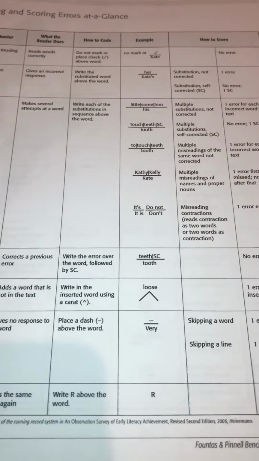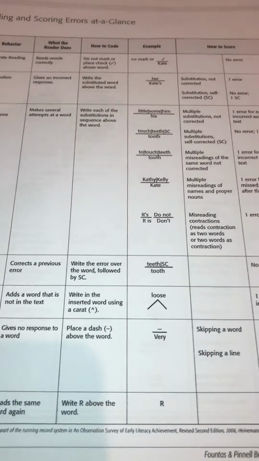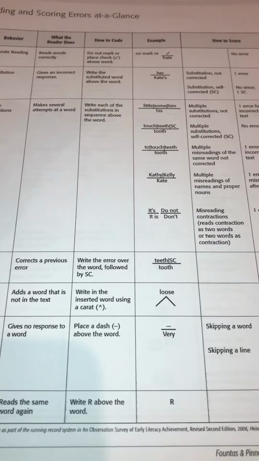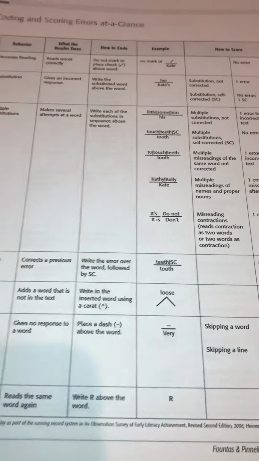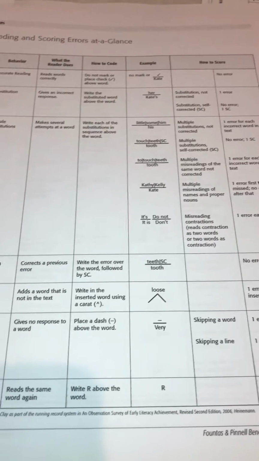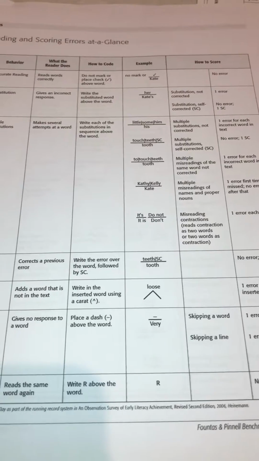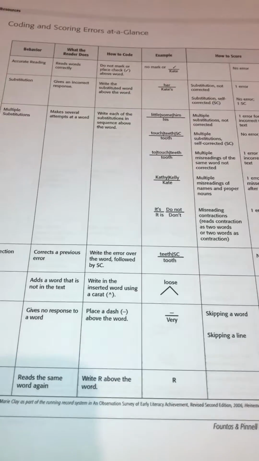So it's important that you understand that a substitution is considered an error. Multiple substitutions are errors. A self-correction is not an error. An insertion, adding a word that is not in the text, is an error. An omission, giving no response to a word, is an error. Repeating the same word over and over or phrase over and over is not considered an error. So it's really important that you do understand what is considered an error when the child is reading and what is not. So this is handy to have.